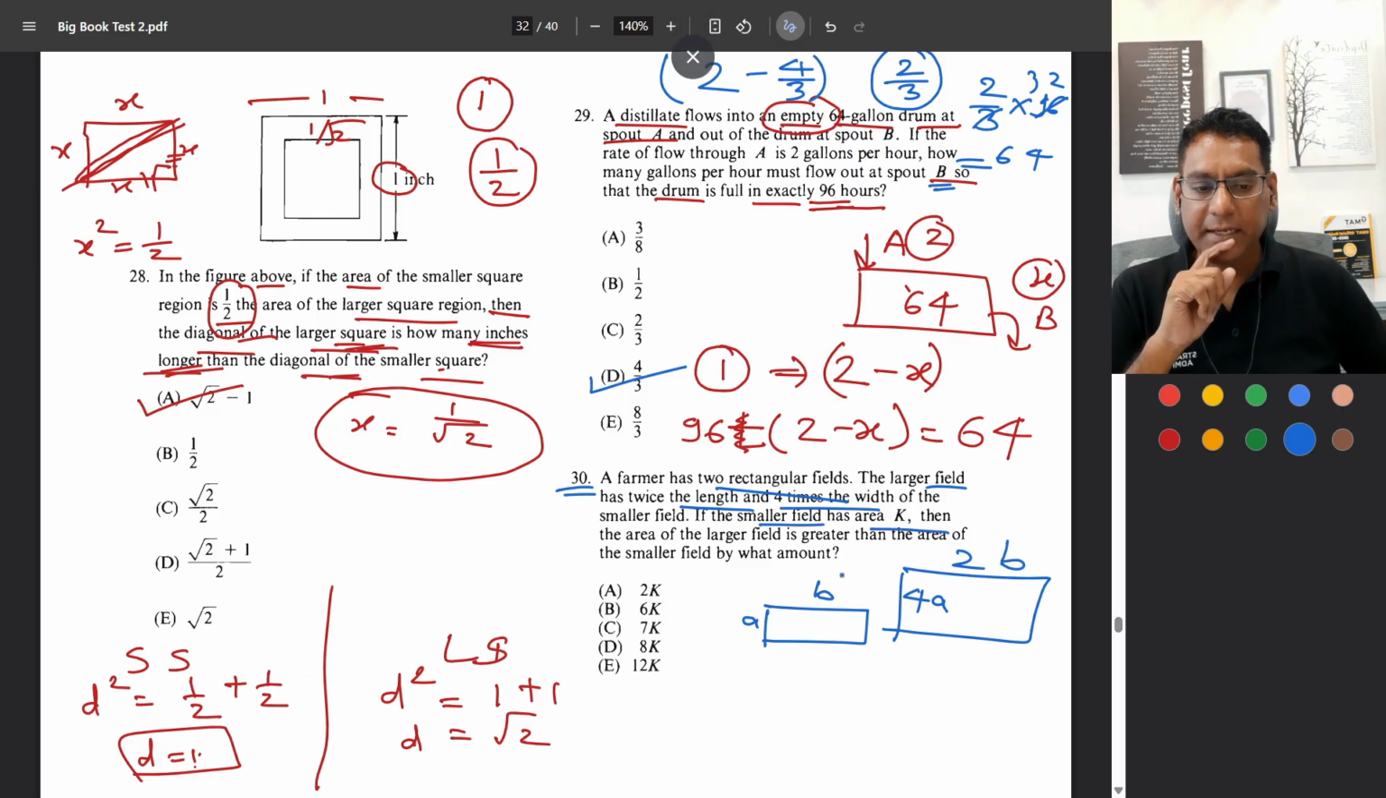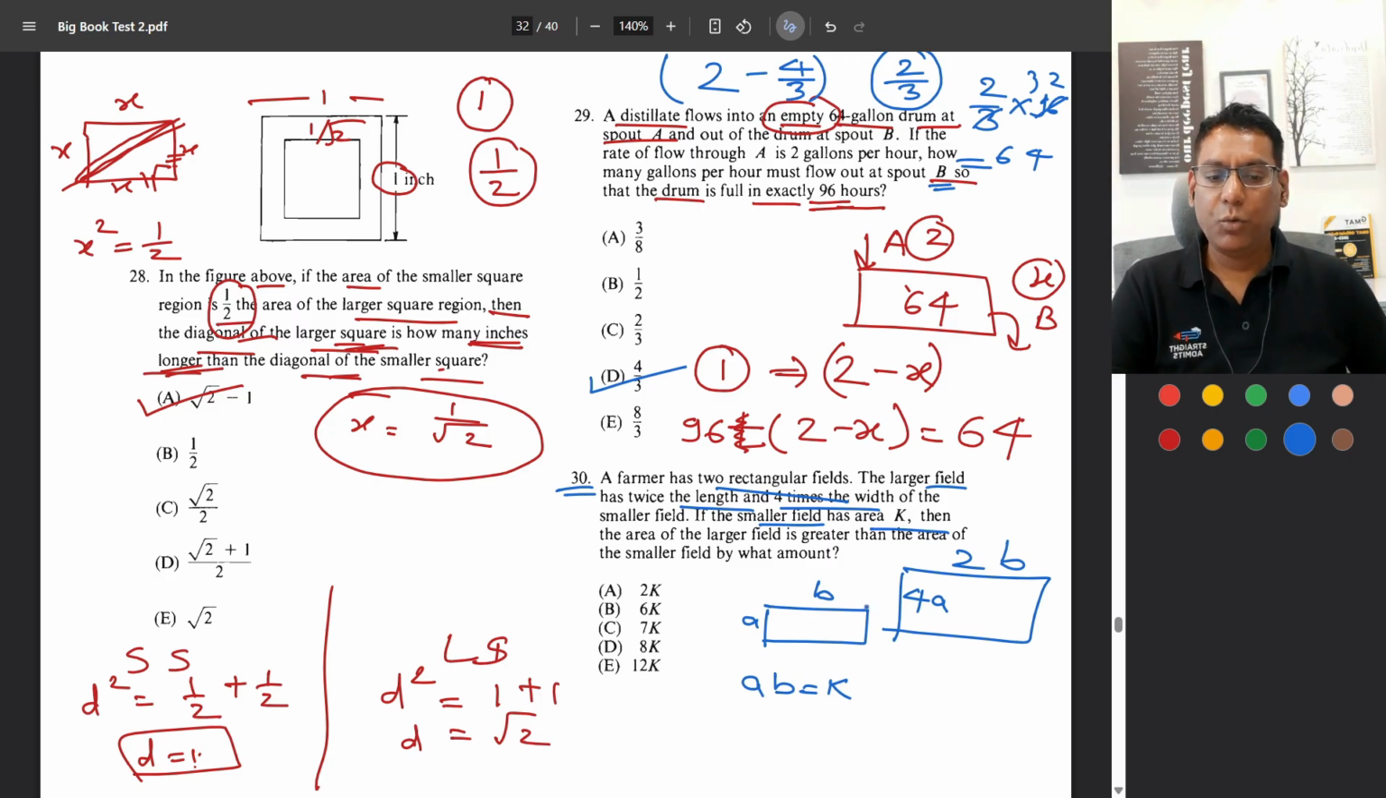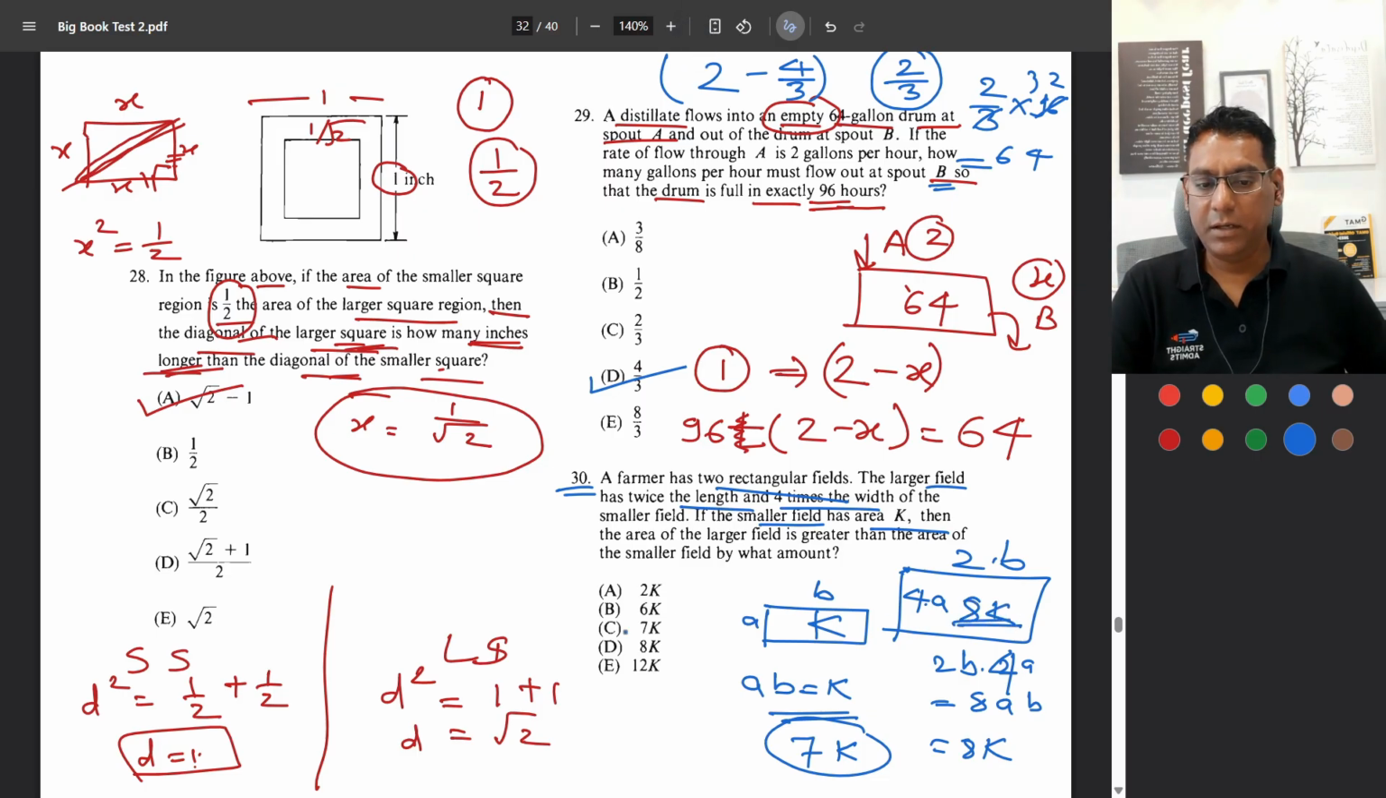The smaller field has area K. That means area AB is equal to K. Then the area of the larger field is greater than the area of the smaller field by what amount? What is the area of the larger field? It's going to be 2B into 4A. So that is 8AB. That is 8K. Correct. So the area here is bigger by what? The area here is bigger by 7K. This guy is K, this guy is 8K, the difference is 7K. The answer is C.